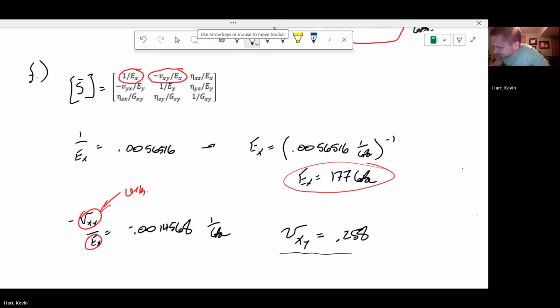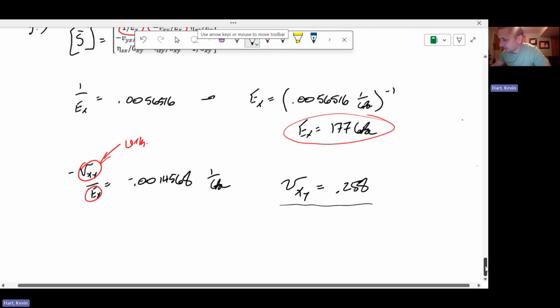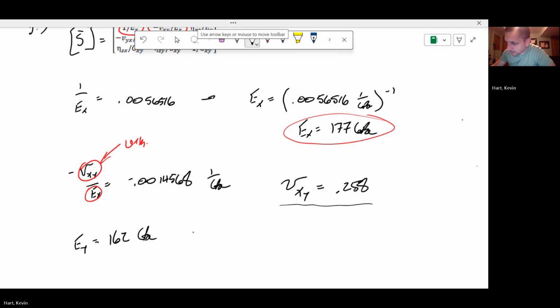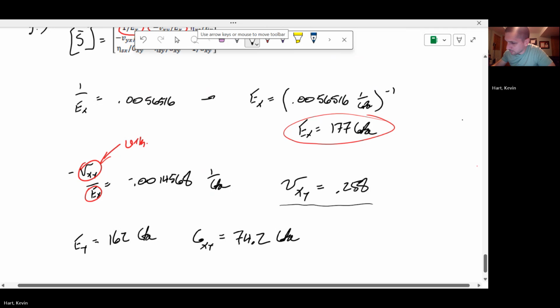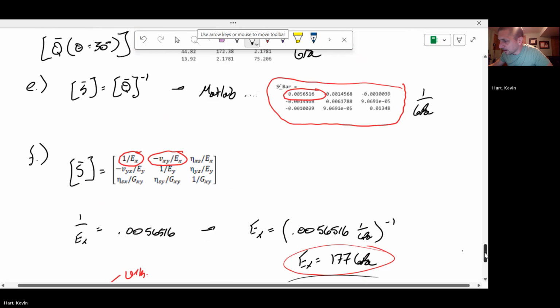Okay. You can do the same with the other parts of this. You'll find EY equal to 162. And you should find GXY is equal to 74.2 GPa. Okay, so those are the 4 answers for part F.